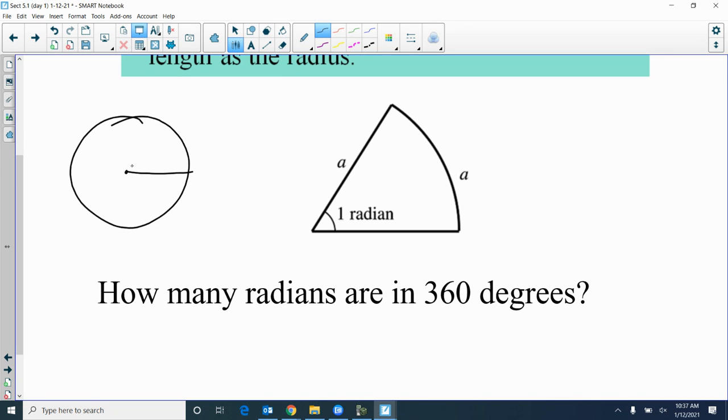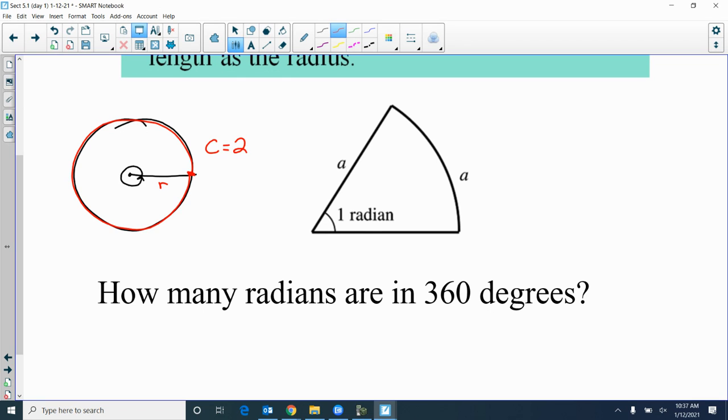So you got 360 degrees. To figure out the number of radians, you take the arc length divided by the radius. Well, what is the arc length of a full circle? It's the circumference. How do you measure the circumference of a circle? What is the formula? 2 pi r. So the circumference is 2 pi r.